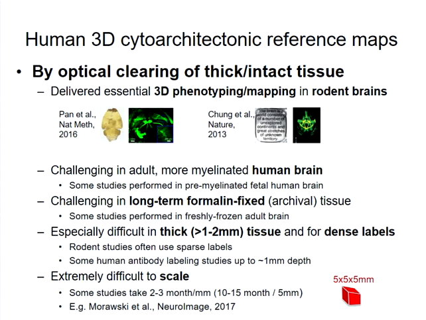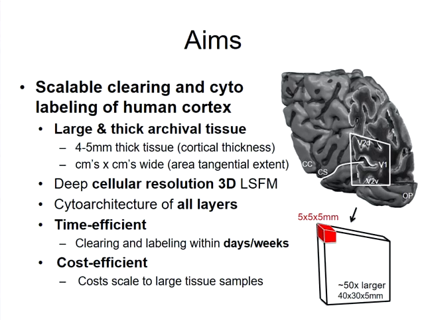So that makes all of this very difficult to scale to the pieces of tissue where we would actually like to use it. And that is also shown by the fact that the best available studies now can get up to kind of a cube of 5 by 5 millimeters, and even doing that takes them up to 1.5 years in order to actually clear and label the tissue.